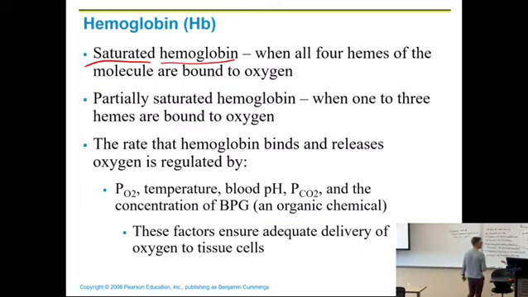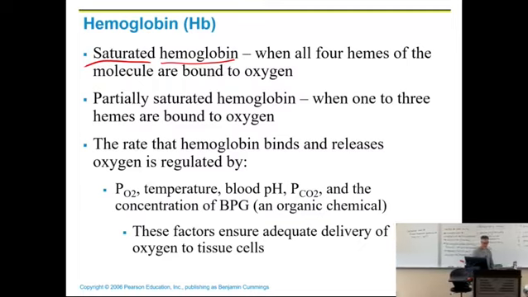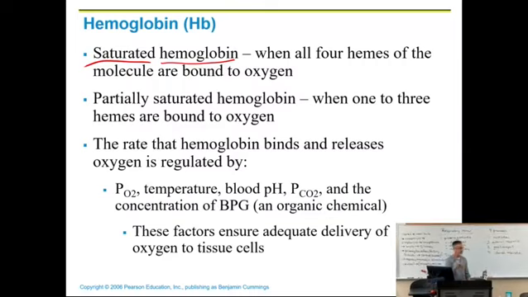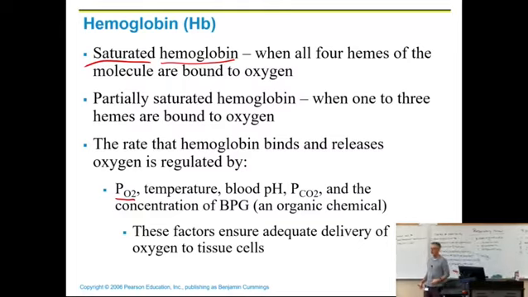So these are some of the major factors that will influence whether hemoglobin loads up with oxygen or unloads oxygen. One of the main ones is partial pressure of oxygen. That makes sense, right? So I'm loading up oxygen in an area where there's lots of oxygen around.